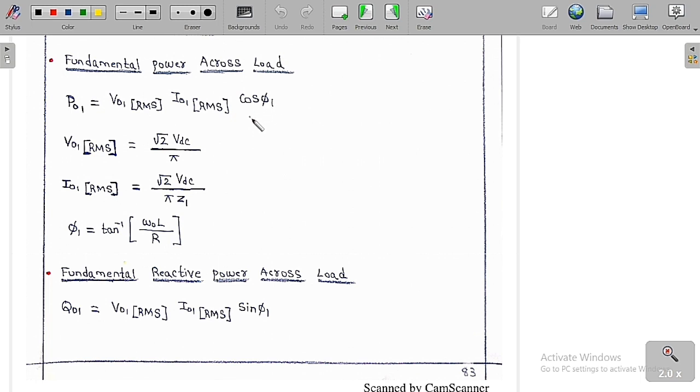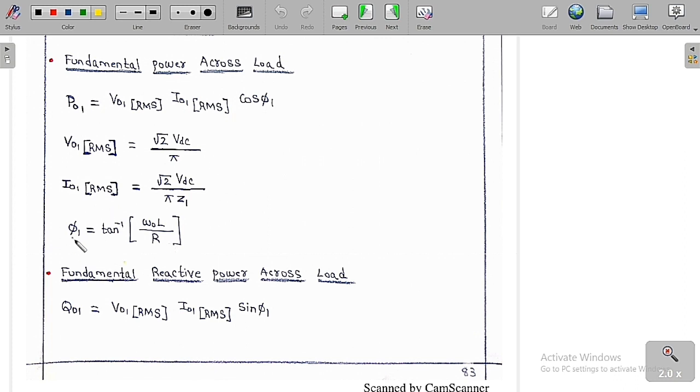Phi 1 is the phase angle between the fundamental component of the output voltage and the fundamental component of the output current. The RMS value of the fundamental component of the output voltage is 2 VDC by pi root 2, so finally you get root 2 VDC by pi. Whereas the RMS value of the fundamental component of the output current is 2 VDC by pi Z1 by root 2, so you get root 2 VDC by pi Z1.